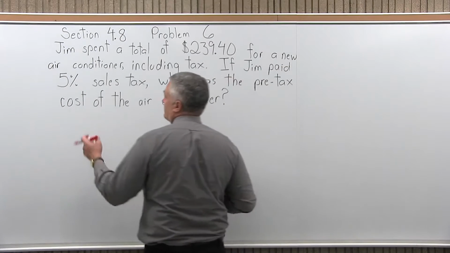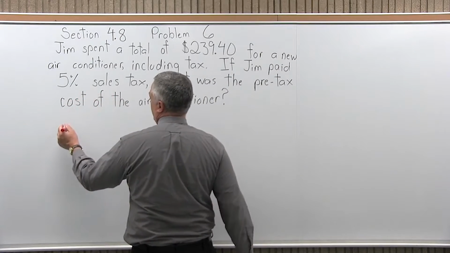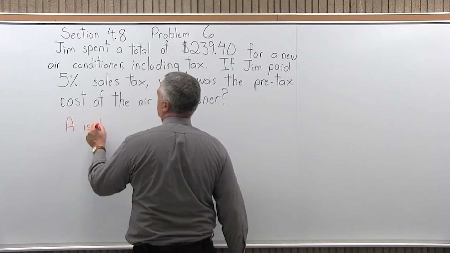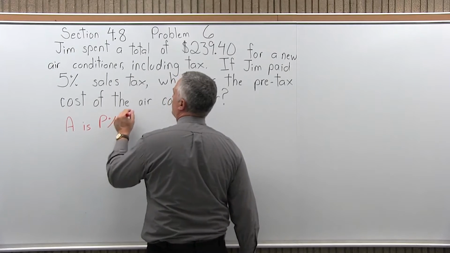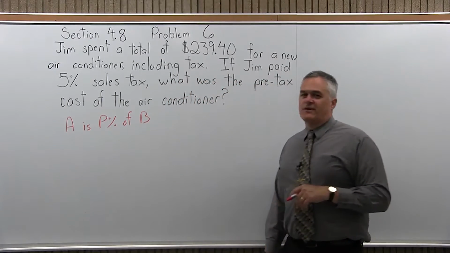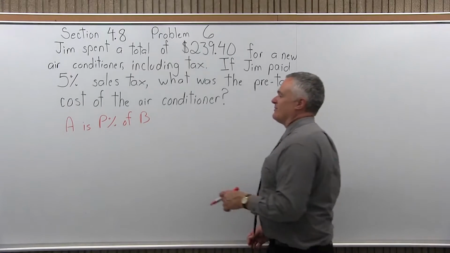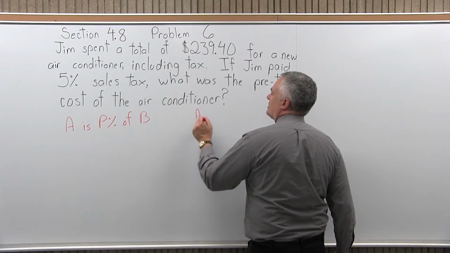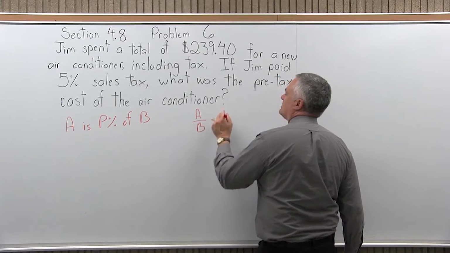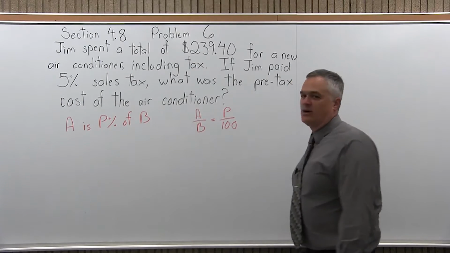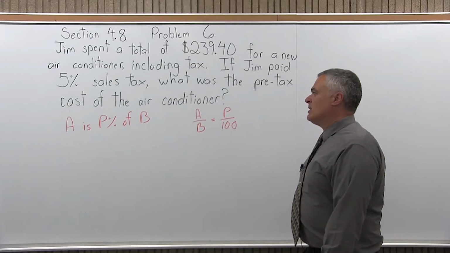Now, with questions that include percent, I like to try and write the question, boil it down to the phrase A is P percent of B. And again, there are other ways to solve it, but I like the fact that I have one formula that works for everything percent. And if I can write it this way, I get to use the formula A over B equals P over 100. And if I can fill that in so only one thing is unknown, I can solve for it.